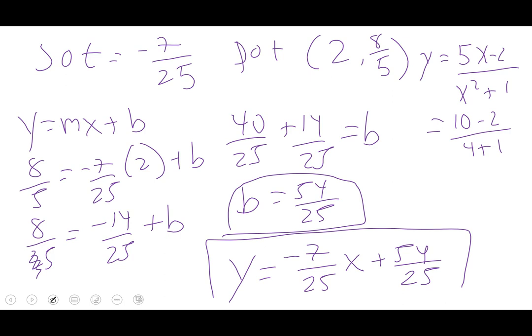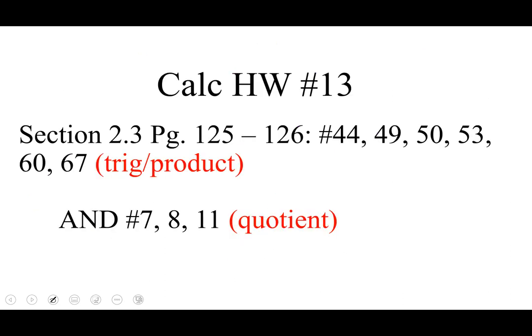So again, this is kind of the hardest that you would see, not only on tonight's homework, but also on your upcoming assessment. So here is calc homework number 13. I separated it for you not in terms of numerically, but in terms of what the question was asking. So questions 44, 49, 50, 53, 60, and 67 are the questions where you're going to do your trig and product rule. And then 7, 8, and 11 are the only problems where you're going to try the quotient rule.